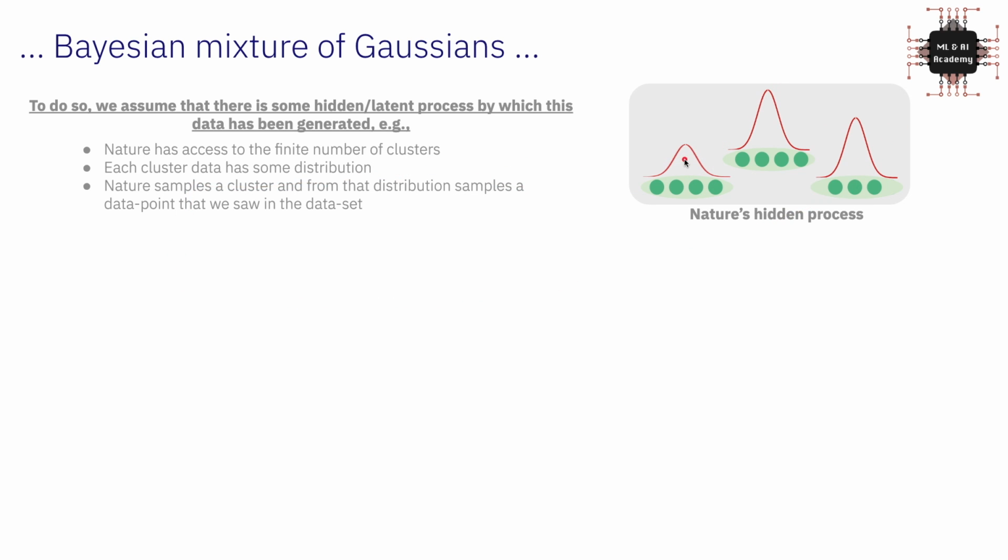And then what nature does is it samples a cluster. So it says, I'm going to pick cluster number 2. From cluster number 2, it then samples a data point from this Gaussian, and it decides to show it to us. So the idea here, again, is that this process is what nature is doing, and we're going to try to model that process. Again, this is not the real process. This is our assumption of the process, so that we can get as close as possible, under our assumptions, to the real hidden process done by nature.